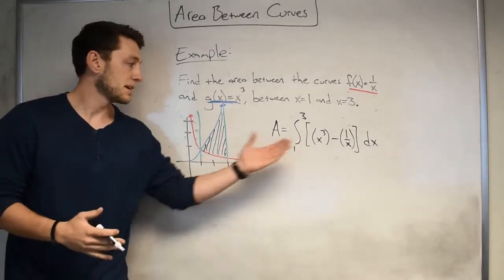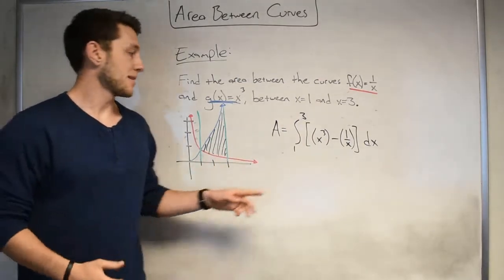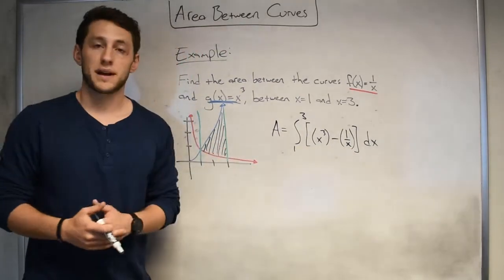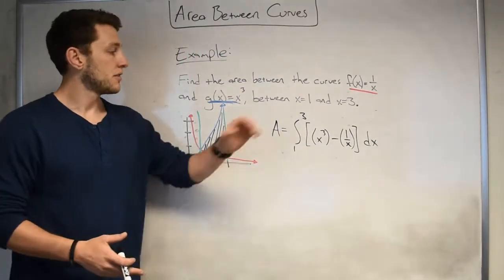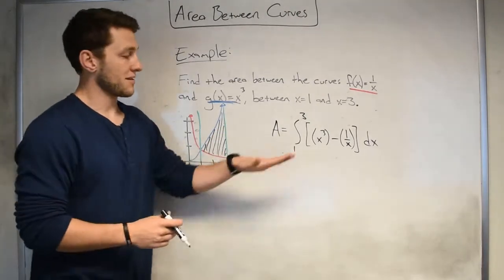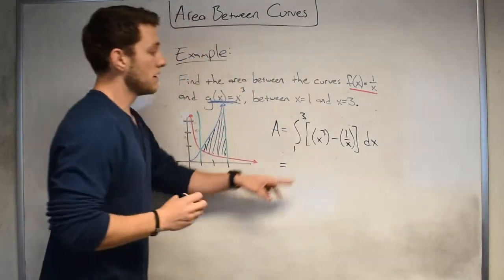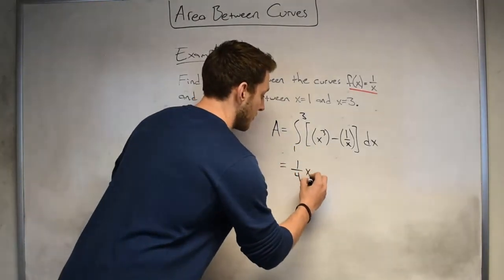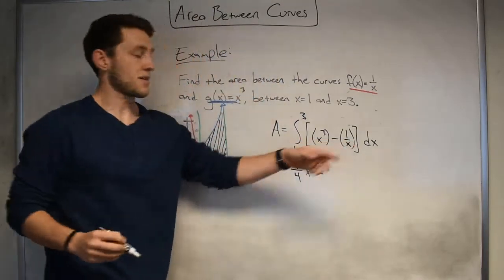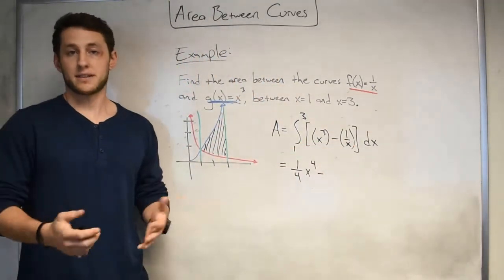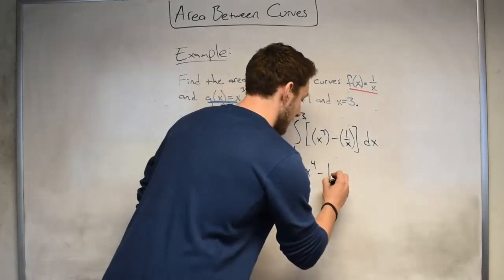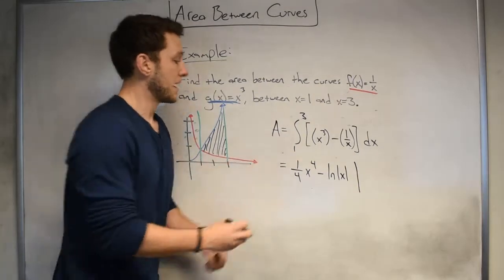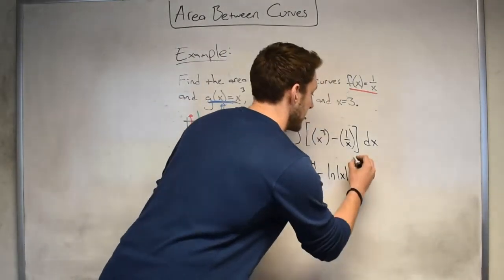Now, as I said, I'm being a little bit extra with my parentheses, and that's because this negative will distribute if this term is a little bit more complicated. So no need to write them in this problem. From here, we just go ahead and integrate. This thing's as simple as it gets. So we do just a power rule right here, giving me 1/4 x to the 4th minus 1 over x. The integral of that is just the natural log of x, the absolute value of x, that is. All evaluated from x equals 1 up to x equals 3.